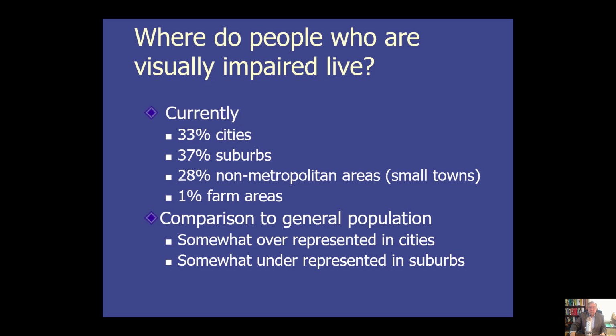About 33% of them live in cities, 37% of them live in suburbs, 28% in small towns, more non-metropolis type areas. 1% live in farm areas, much more rural. So in comparison to the general population, our students are somewhat overrepresented in cities, which would make sense because of their need for public transportation, and somewhat underrepresented in the suburbs.